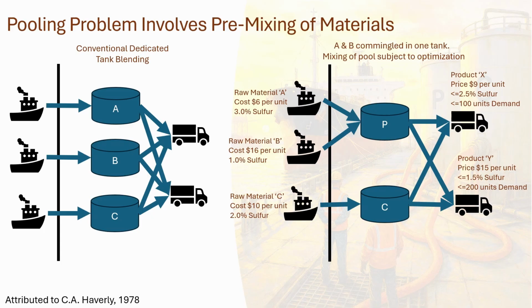On the product side, I have product X, a value of $9 per unit. For relatively high sulfur, up to 2.5% sulfur, I can sell up to 100 units of that, and product Y is low sulfur at $15 per unit, and I can sell up to a maximum of 200 units there.